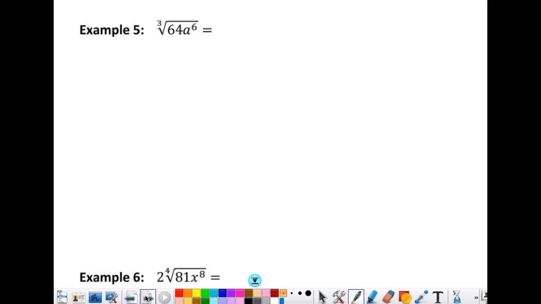Okay, so now a cube root again. So 64 gets its own radical sign. I'm going to go ahead and write 6 of these a's. Okay, what is the cube root of 64? Oh, I think I forgot that on that other list over there.